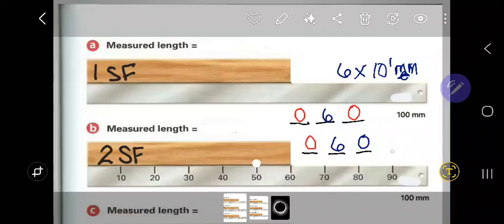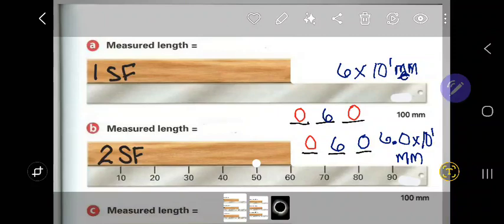I would keep that 0. And so I would write 6.0 times 10 to the 1 millimeters. So that's how these would be different. I'm using 2 different instruments and getting about the same thing, but when I write them out in scientific notation, you can really see the difference in significant digits.